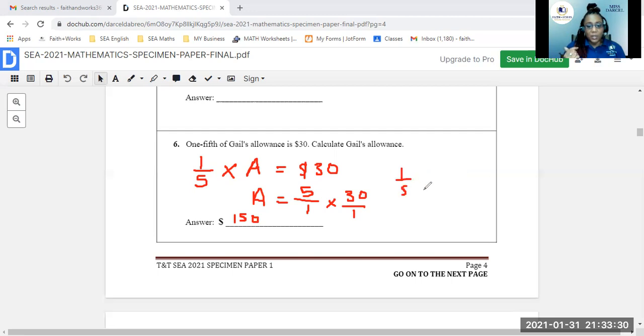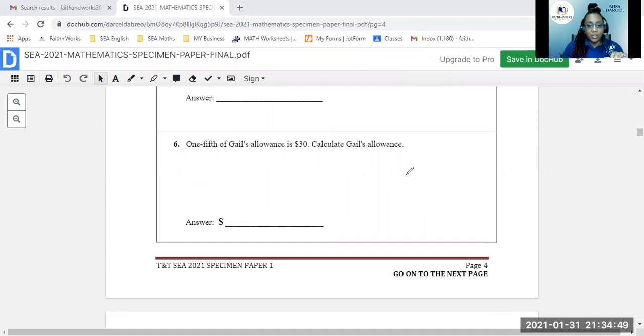So 1/5 of, multiplied by 150/1. So let's see if we're going to get back $30. 5 × 5, 1. 5 × 15 is 3. 5 × 0 is 0. Voila! $30, we got it back. All right, so always double check your answers. That's very important. Always double check. All right, let's move on to the next one.